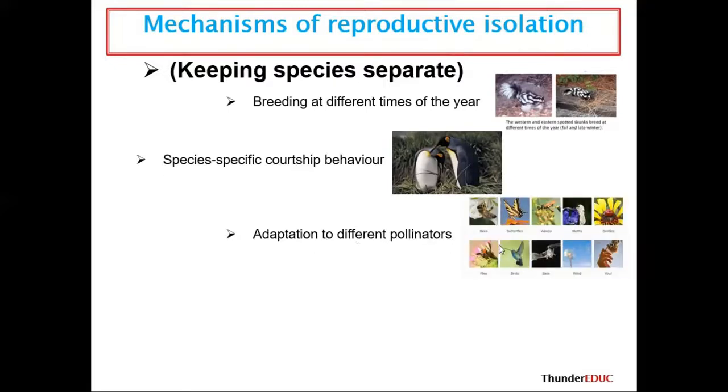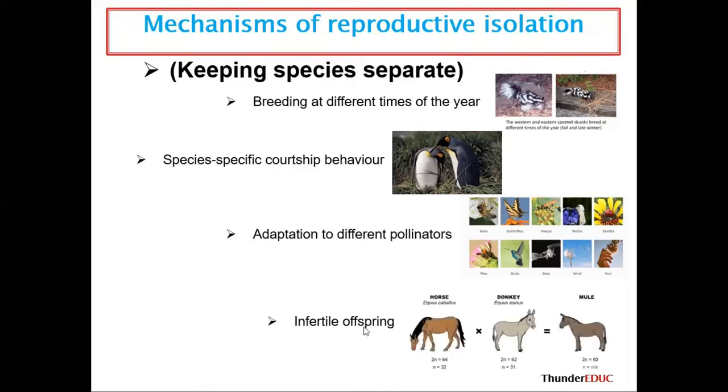Adaptation to different pollinating agents or pollinators. You see that here, this is an insect, this is also an insect, but it is a butterfly. This is another insect, a different kind of insect. This is a bird, this is a bat, this is a human. So they have different pollinating agents or pollinators. Because of that, if the pollinator cannot come, then it means that pollination will not be carried out, or it will not reproduce. So because of that, they are being isolated, or they are being separated.